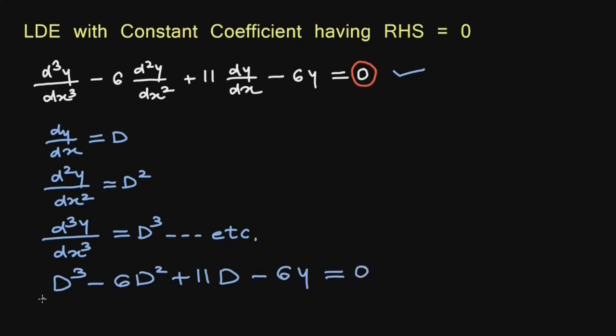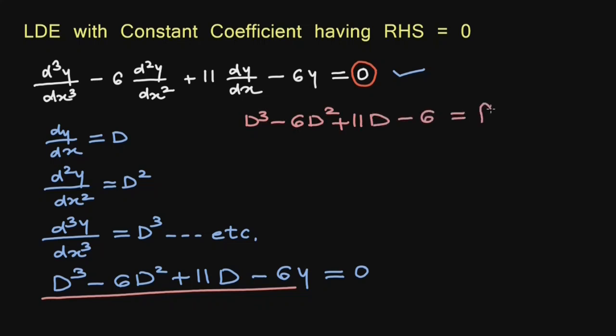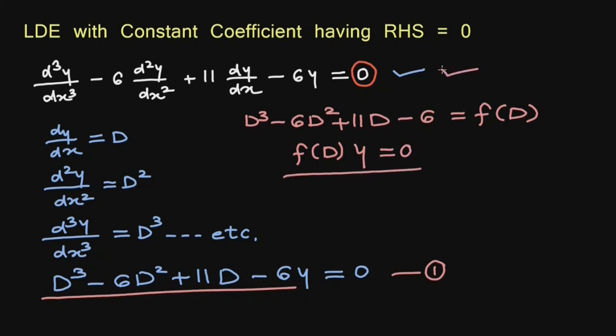Here D cube minus 6D square plus 11D minus 6 is a polynomial function in D, so we denote D cube minus 6D square plus 11D minus 6 equals f(D), which is a polynomial function in D, and write this equation 1 as f(D)y equals 0, which is the representation of this linear differential equation in terms of D.